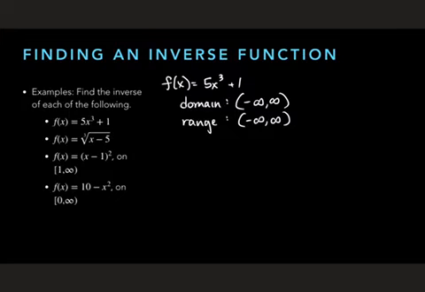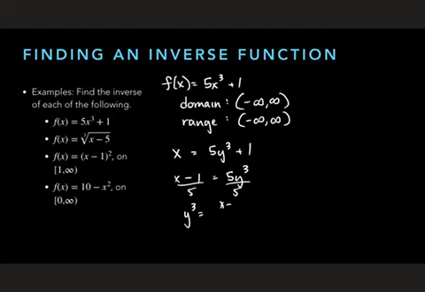And what that means for us is that I can just find the inverse. So to find an inverse, we swap x and y. We subtract 1, so x minus 1 is 5y cubed. Divide by 5, so y cubed is (x minus 1) divided by 5. Take a cube root of both sides, and that means that our inverse is the cube root of (x minus 1) over 5.